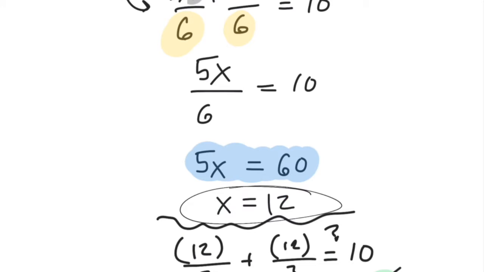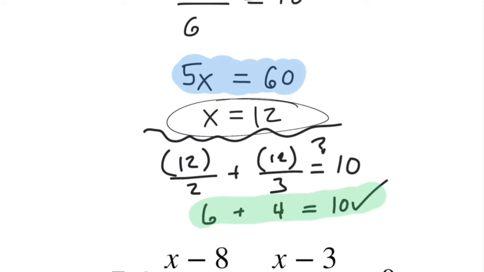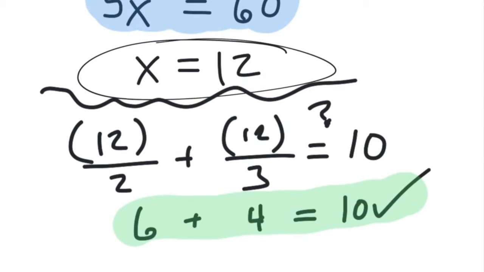Great, that's the answer. And you do need to check all your answers here in this section because sometimes some of them might not actually work out. They're called extraneous solutions. But we can see here 12 divided by 2 is 6 and 12 divided by 3 is 4, 6 plus 4 is 10. It all checks out. So x equals 12 is not an extraneous solution, it's the one real solution.